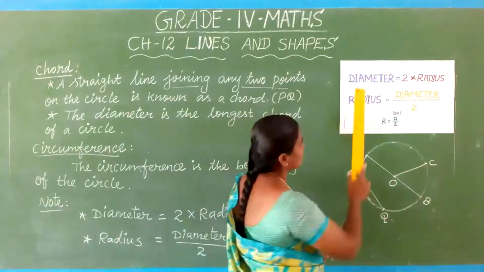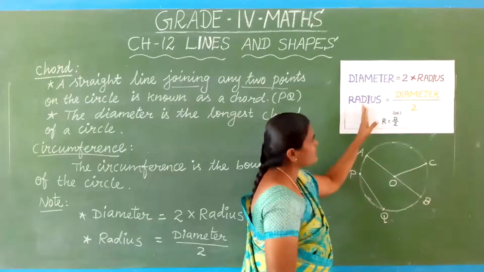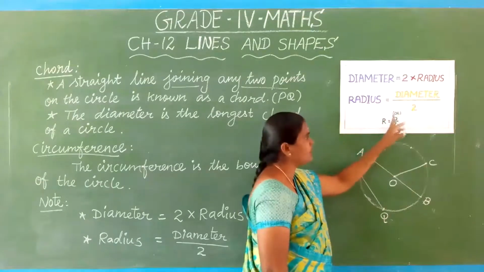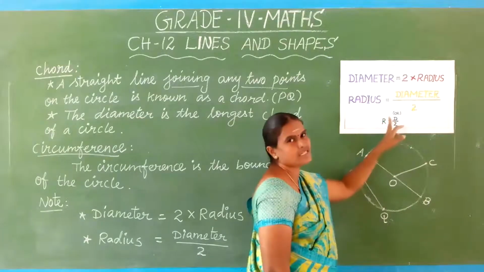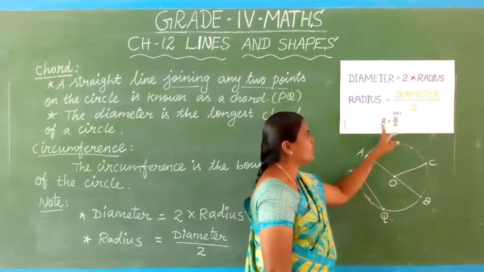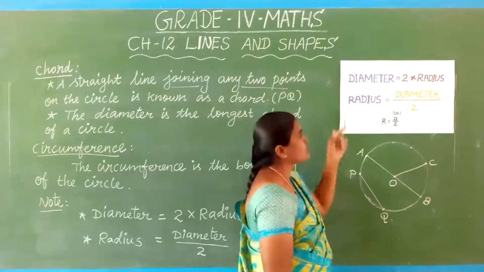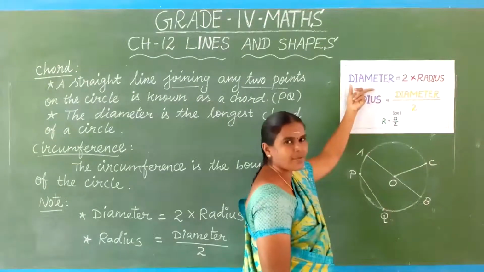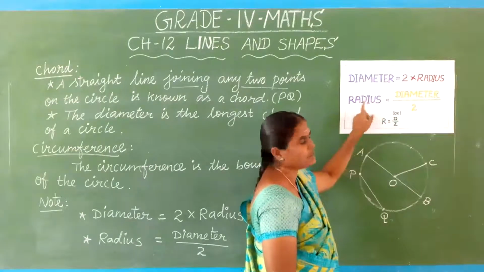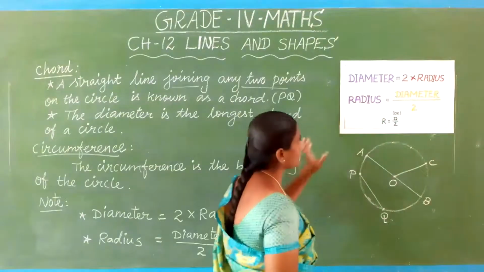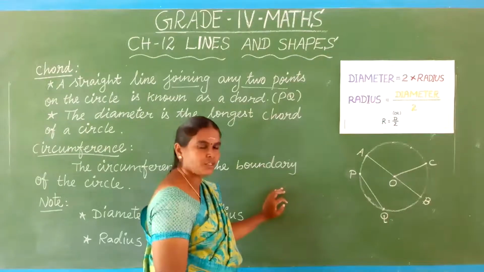Look here, diameter equals 2 into radius. To find the radius, it is diameter by 2, or the short way, R equals D by 2. R means radius, D means diameter. So R equals D by 2, or D equals 2 into R. Given the radius, find the diameter using this formula. To find the radius, use this formula. These 2 formulas are very important: diameter equals 2 into radius, radius equals diameter by 2.